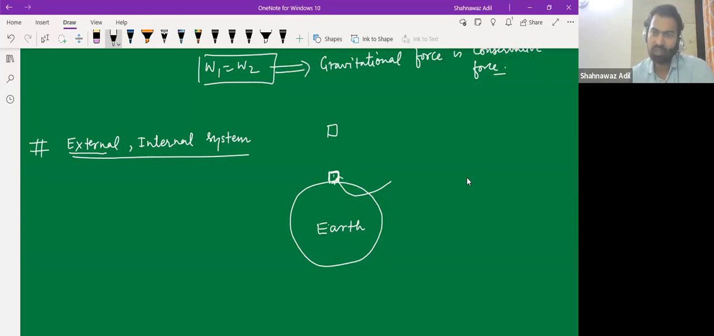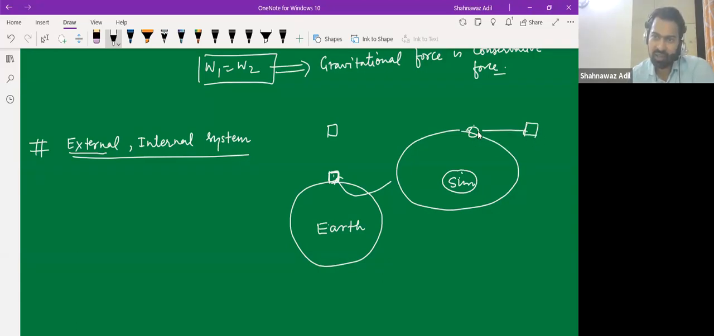Yes, sir. So similarly, let's say you have a sun and this earth. This sun and earth system is an internal system, part of the system, right? But let's say some other planet or other thing comes and distorts this system. Then this agent will be called the external agent. So this is how you define the external and internal system. Is this part clear? Yes, sir.